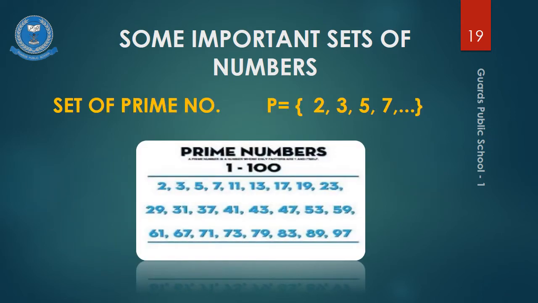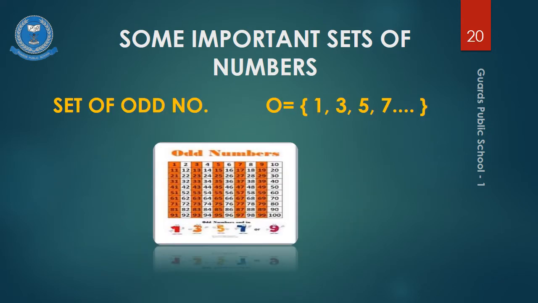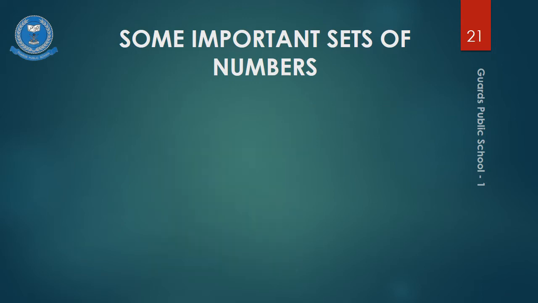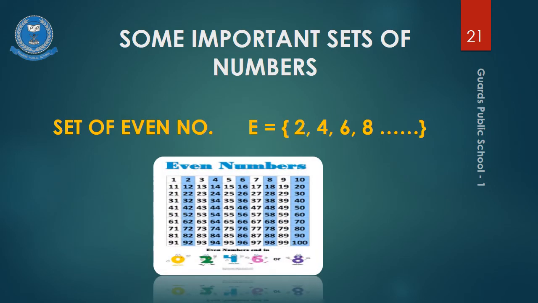Then we have the set of prime numbers represented by capital P and it is equal to 2, 3, 5, 7. The set of odd numbers is represented by capital O and members are 1, 3, 5, 7. The set of even numbers is represented by capital E and members are 2, 4, 6, 8 onwards.